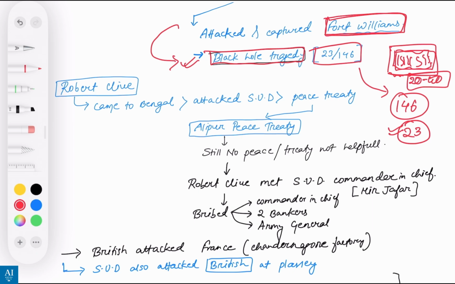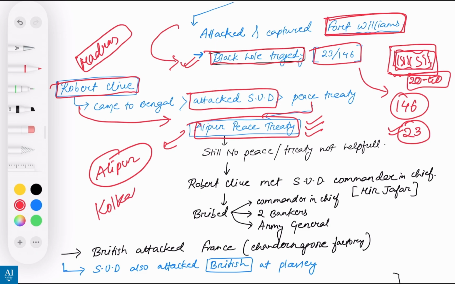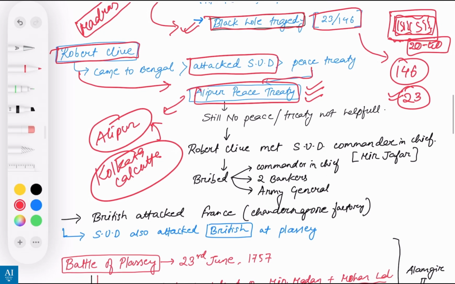So at that time, where was Robert Clive? Robert Clive had already come into play. At that time, he was serving in Madras. So hearing of the Black Hole tragedy, he rushed to Bengal, attacked Sirajuddaulah and made a peace treaty. What is the name of the treaty? This treaty is not that important, still keep it in mind. The Treaty of Alipur. So what is Alipur? The name of Kolkata or Calcutta at that time was made Alipur by Sirajuddaulah. So that's why the Treaty of Alipur.